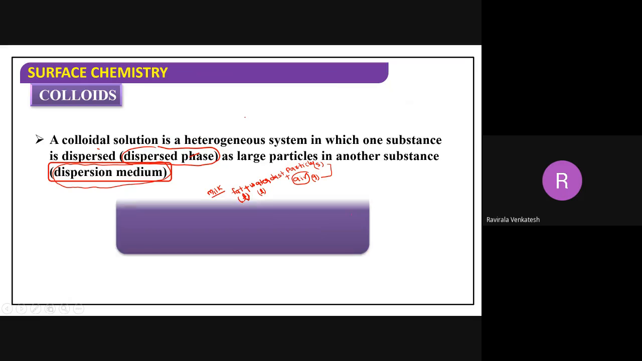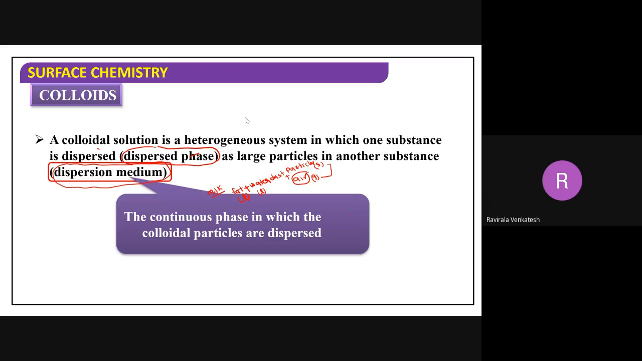So what is the dispersion medium? This is the phase in which the colloidal particles are dispersed, that means a solvent. For example, dust particles are dispersed in air. Now, dust particles can be taken as what? Colloidal particles. Whereas air can be taken as what? Dispersion medium, DM.